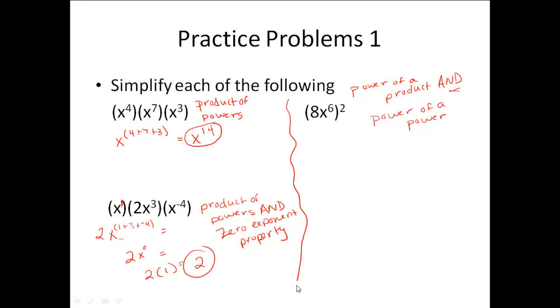Okay, the third one you might have been a little stumped on. We're going to use the power of a product and the power of a power at the same time. So I'm going to start with my power of a product, and I know that each of these needs to get the 2. So I'm going to have 8 squared, and then this x to the 6th also gets squared. This is where the power of a power comes in. The 8 squared I'm going to go ahead and change into a 64. Now when I have x to the 6th raised to the 2nd, this is when I multiply my exponents. So I would end up with x to the 12th. So for this last one, I have 64x to the 12th.